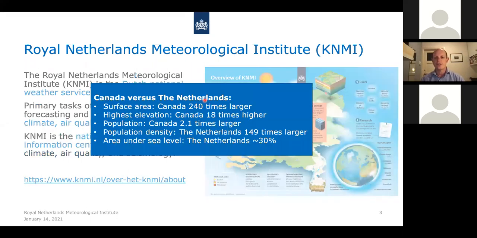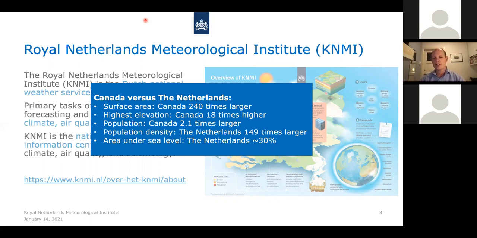So when I was preparing this talk and I was thinking about how to do it, one of the first things that came to my mind is to compare the Netherlands, where I come from, with Canada, where you all are. And of course, there are some big differences. The Netherlands is quite a small country, which is about 240 times smaller than Canada. And the highest elevation in Canada is about 18 times higher than what we have.